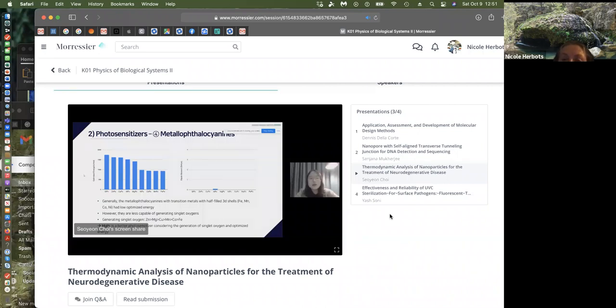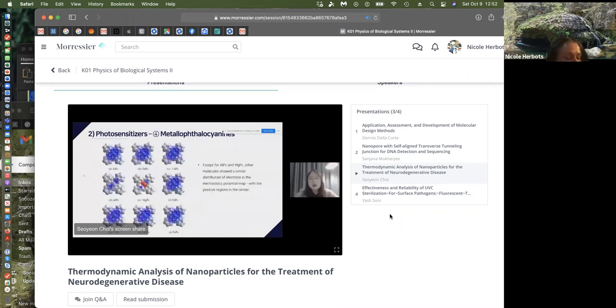However, according to previous literature that we have found, they are less capable of generating singlet oxygen. In fact, the order of generating singlet oxygen is the following as shown. So considering the generation of singlet oxygen and optimized energy, we concluded that magnesium phthalocyanine would be the most suitable photosensitizer in this case.